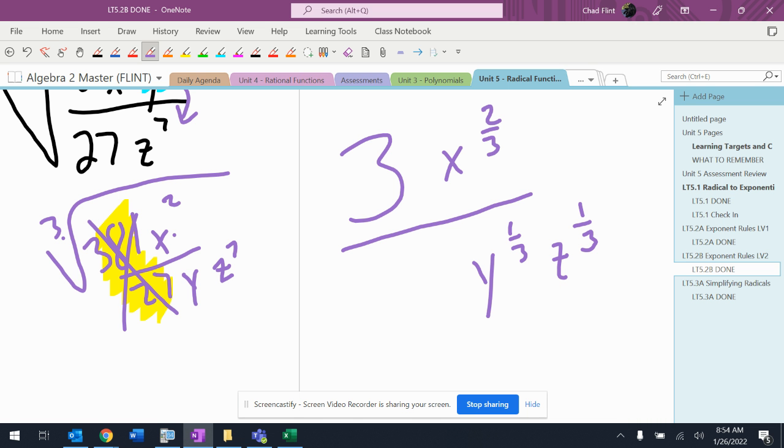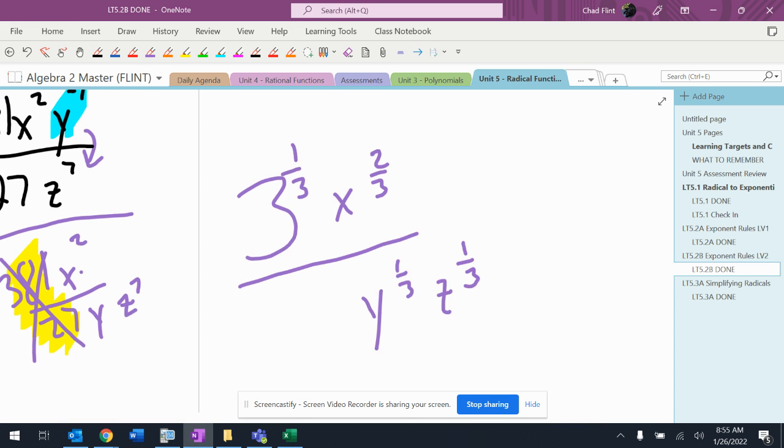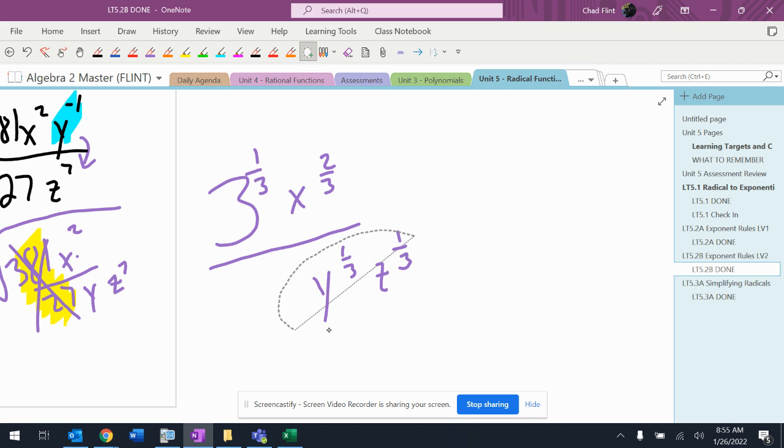So it would have been 3x squared over yz to the seventh, and then this would have given me 3 to the 1 third like that. All right, for what we're doing, that'd be totally cool to leave. All right, and that's fine. We're not going to talk anymore about it. That's what you should have for an answer to the question.